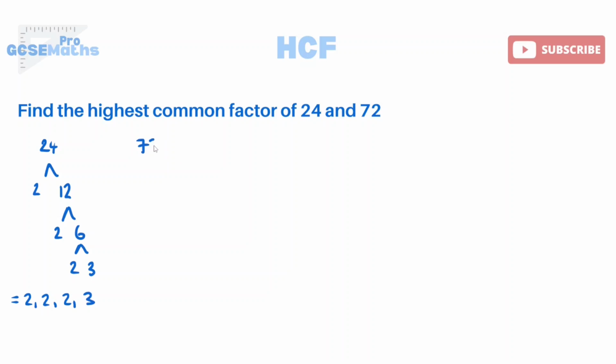Then I do the same for 72. I'm going to stick with the 2s because they're even numbers to halve them. 2 and 18, 2 and 9, and then 3 and 3. Okay, so 72 is 2, 2, 2, 3, 3. So do that. Break these down into your prime factors. Again, if you haven't seen that video, go and check it out. I've got it linked in this video or down below in the description.